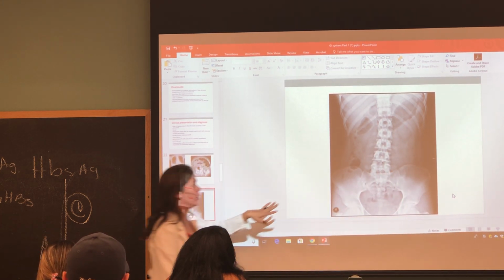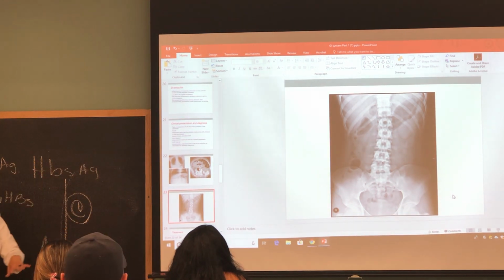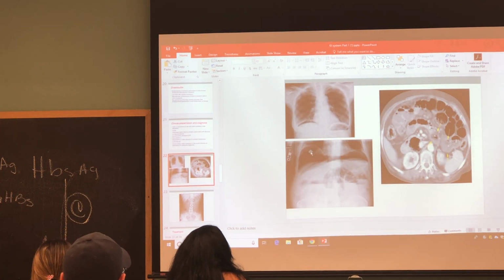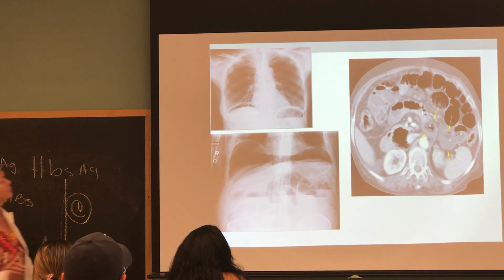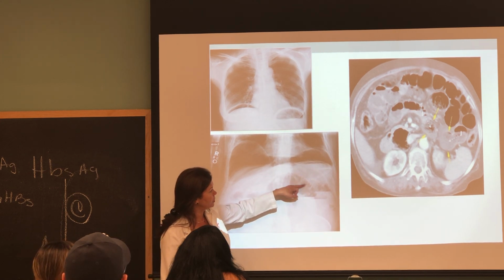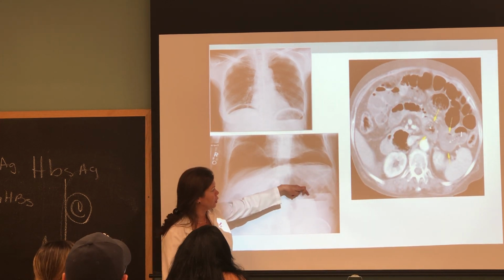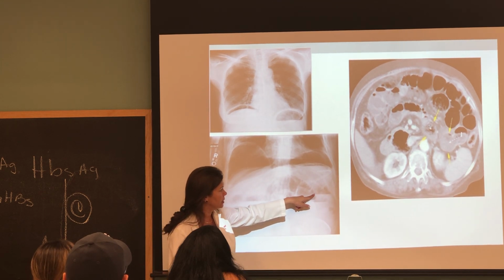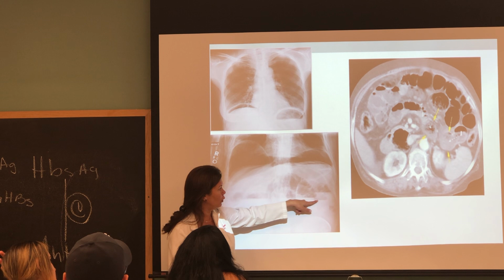I want you to now compare that image with this image. Looking at this KUB, you do have the transverse colon and descending colon right here, but I'm not sure if you're able to see that there's a line of fluid.